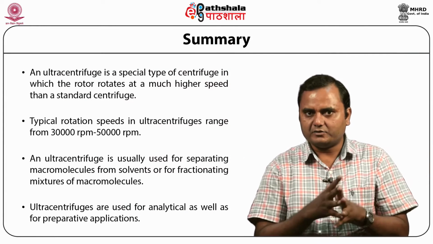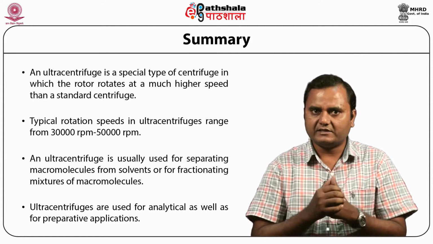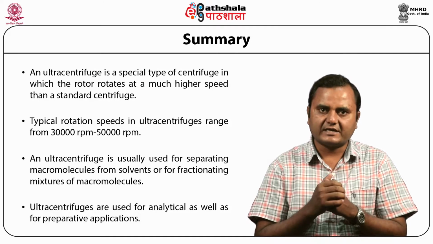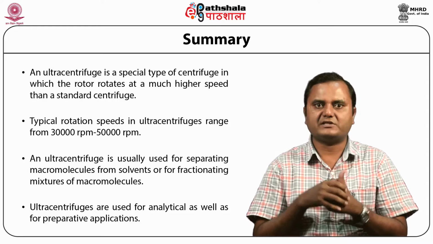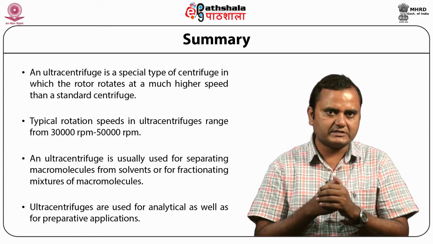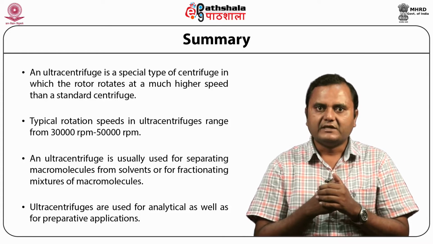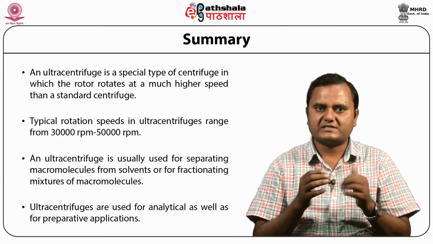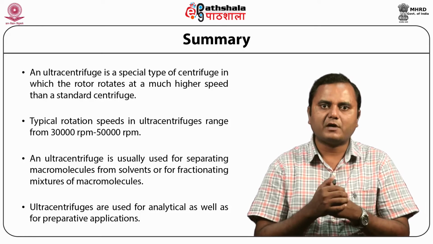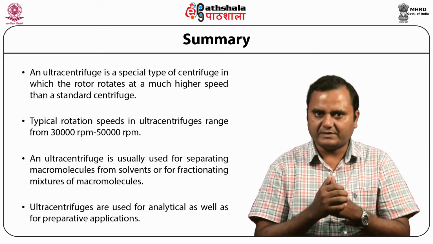So I hope that you got a detailed idea about the centrifugation technique. In summary, the ultracentrifuge is a special type of centrifuge which rotates at a much higher speed than the standard centrifuge, and the typical rotation speed in this centrifuge ranges from 30,000 to 50,000 rpm. The ultracentrifuge is usually used for separating macromolecules from solvent or for fractionating a mixture of molecules, and it is used for both analytical and preparative purposes.